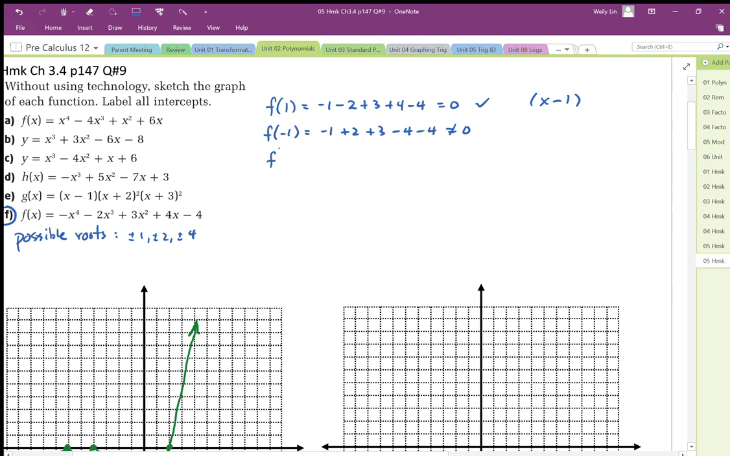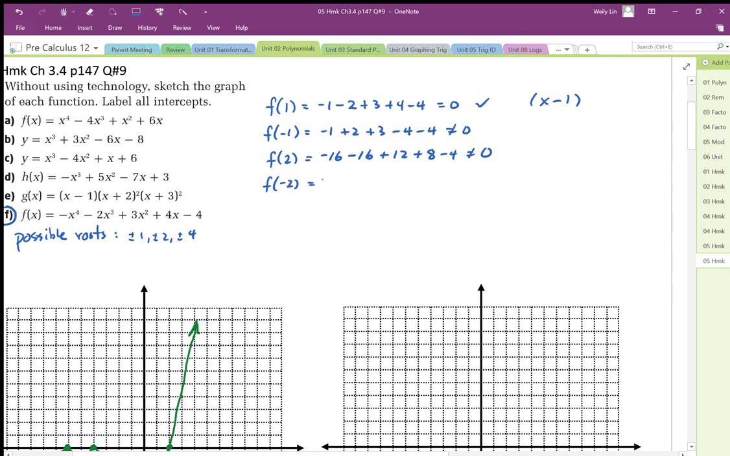So I'm going to move on to my f of 2. Substituting into the equation, I get negative 16 minus 16. This is going to be plus 12 plus 8 minus 4. And again, we just know that that's not equal to 0. So that is not a solution. That's not a possible root.